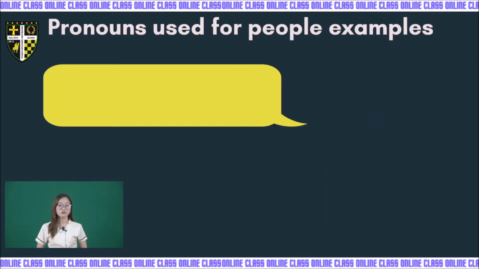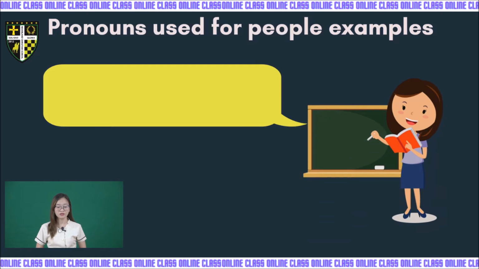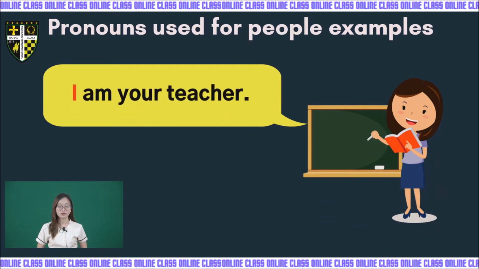Okay? So these are the examples for pronouns used for the people. The first example, look at this picture, kids. I am your teacher. So the pronoun we use in this sentence is I. I is referring to the teacher. We use I when we are talking about ourselves. Kids, remember that. We use I when we are talking about ourselves.